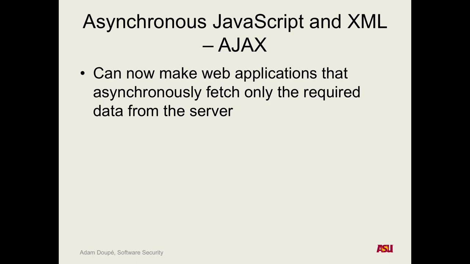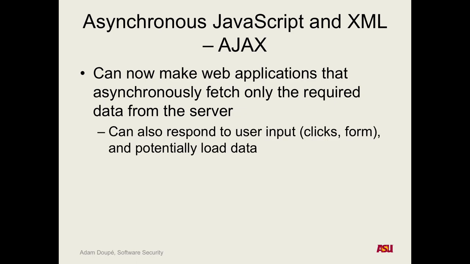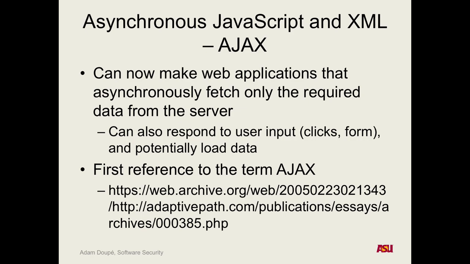So this XML HTTP request object is where the term AJAX comes from. The idea is now you can make web applications that asynchronously fetch only the required data from the server. So you can do super cool stuff. You can also do this in response to user input, so clicks, forms, load data, so you're not actually making any brand new HTTP requests to the server. If you want to look at this, there's cool stuff about the origins of the term AJAX.